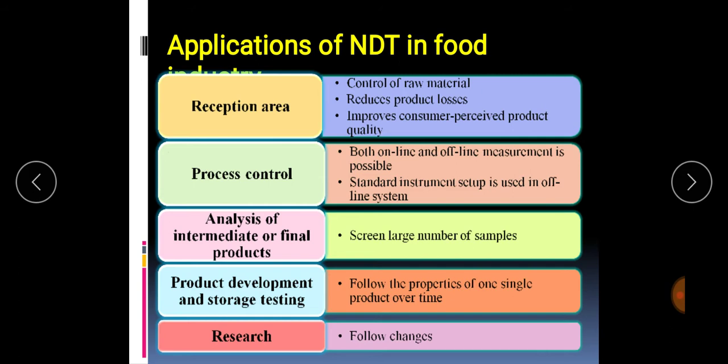Then a standard instrument setup is used in offline systems, for the analysis of intermediate or final products. You can screen a large number of samples, even whole products. Then product development and storage testing, where you follow the properties of one single product over time. Then you can also go for research, looking at the different changes going on in the field, and you can analyze them.